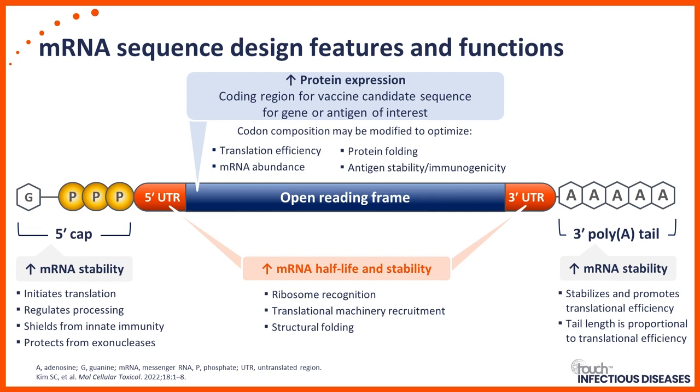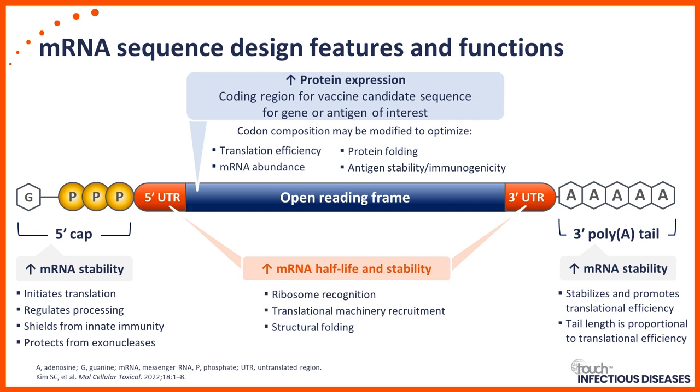There are a number of very important components for mRNA. I'll start with the 5' cap. This is important for increasing the translation of the mRNA. It regulates processing. It shields the mRNA from innate immunity, as well as protects it from exonucleases. At the end of the mRNA, it has a 3' poly A tail, which also helps with the mRNA stability. This stabilizes and promotes translational efficiency.